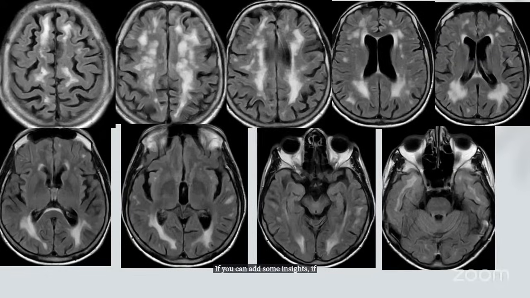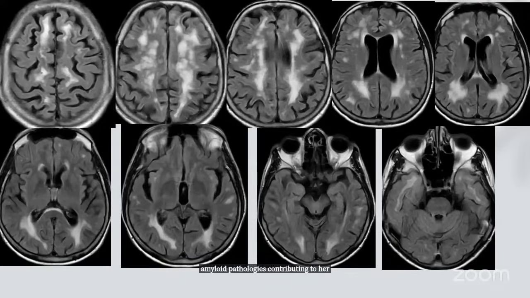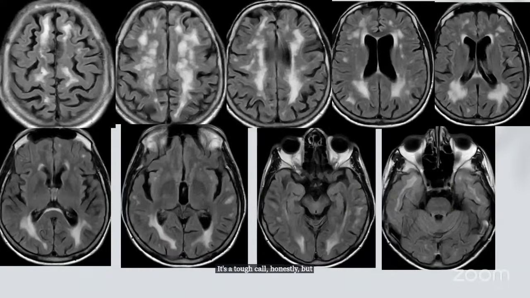If she's in the highest tertile of the tau PET, the burnt out phase, she might not benefit from the treatment, so it can help us tease out that piece. If she's in the middle or low tau, it can be a little bit helpful. It might help guide how significantly the amyloid pathology is contributing to her symptoms, besides the significant vascular co-pathology. It's obvious that the vascular co-pathology here is predominating, and it's a tough call, honestly, but I would like to see her tau PET before making a final decision.